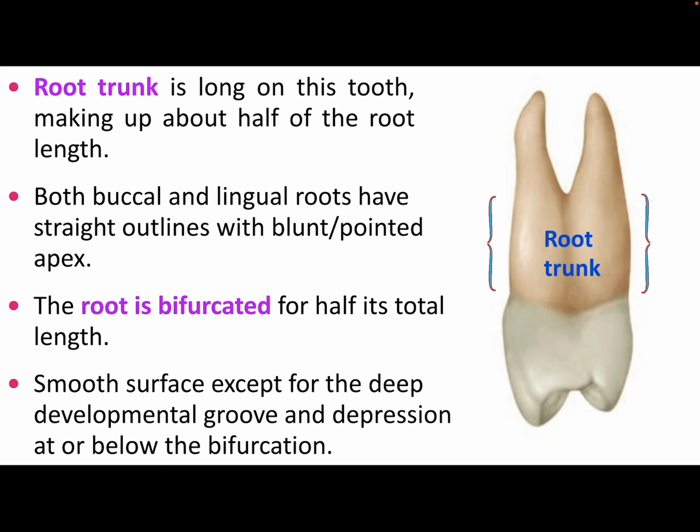Next, about the root surface. The root trunk is long on this tooth, making about half of the root length, and both buccal and lingual roots have a straight outline with blunt or pointed apex, and the root is bifurcated for half of its total length. So 14 mm is the total length, so around 7 to 8 mm will be the bifurcation area, and the root trunk will be around 7 to 8 mm, with a smooth surface except for the deep developmental groove and depression at or below the bifurcation.